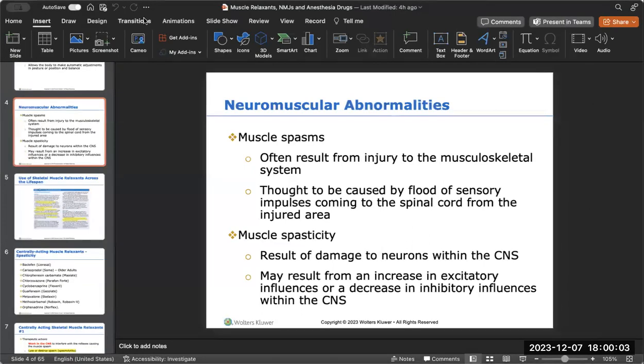There are muscle spasms and muscle spasticity, but they're different. Muscle spasms are usually caused by an injury from the musculoskeletal system, and it could be caused by a flood of sensory impulses, right? So just something's going on that causes a little spasm. But spasticity is damage to the actual neurons in the CNS. And we see that in something like cerebral palsy, okay? So that is an example of a disorder that causes muscle spasticity.